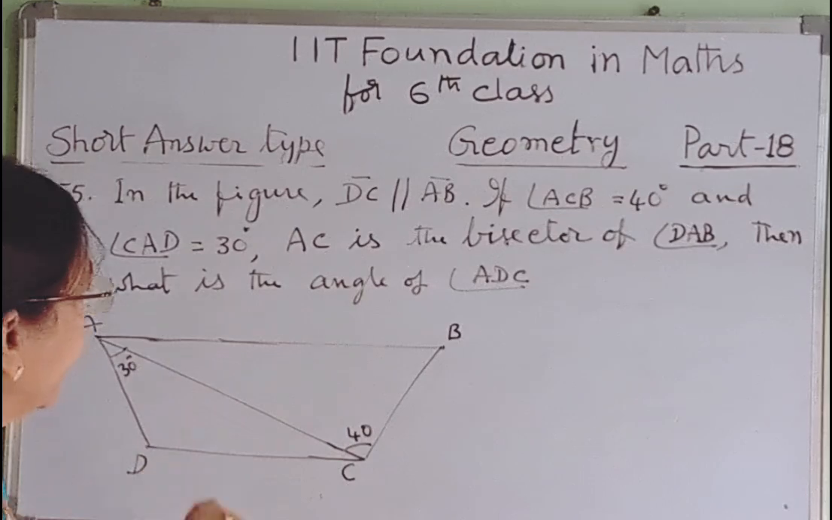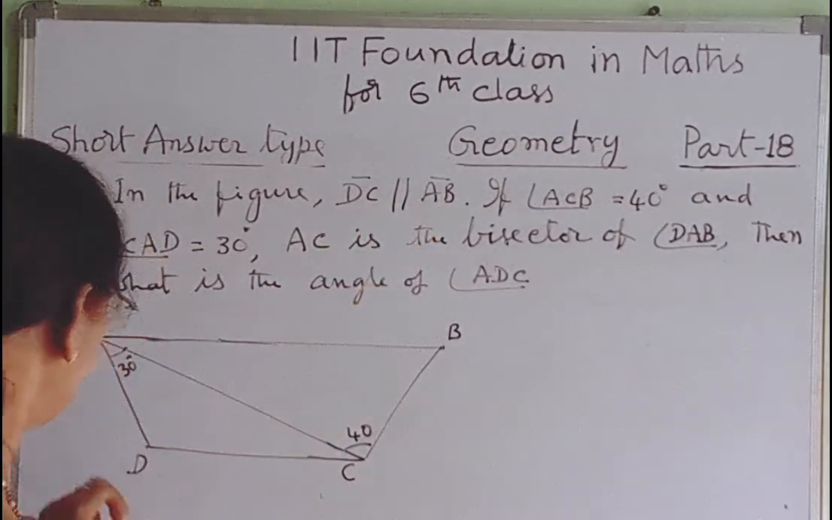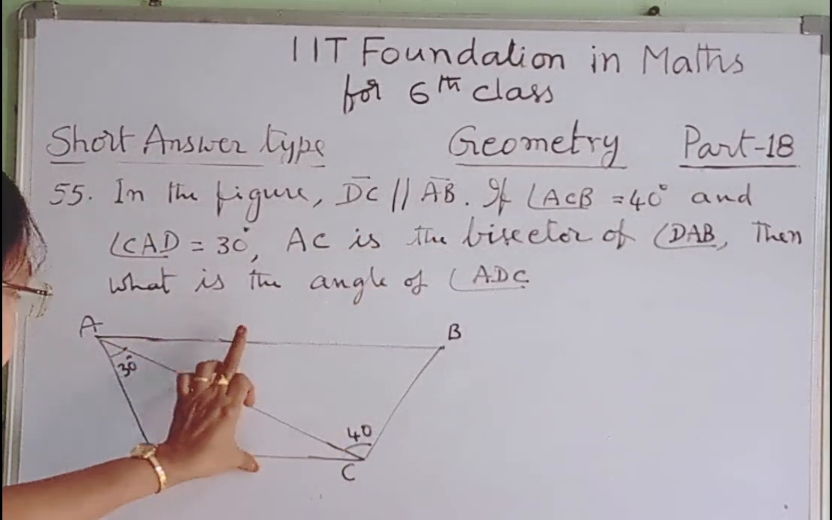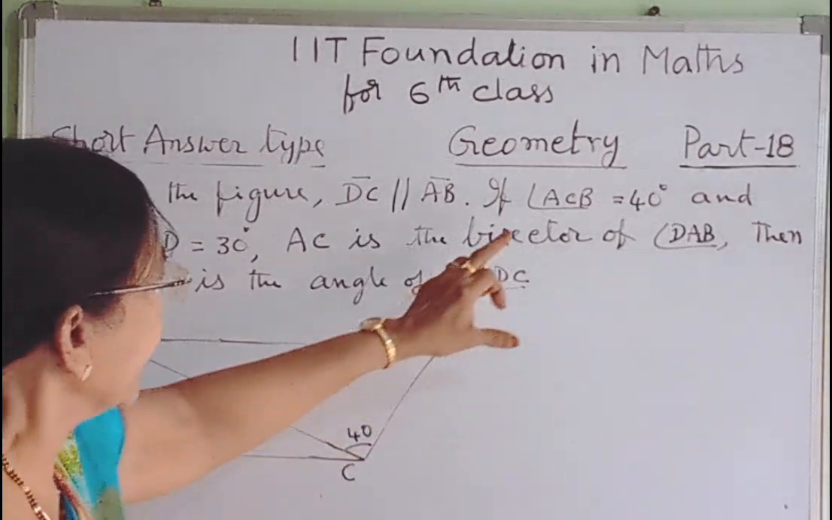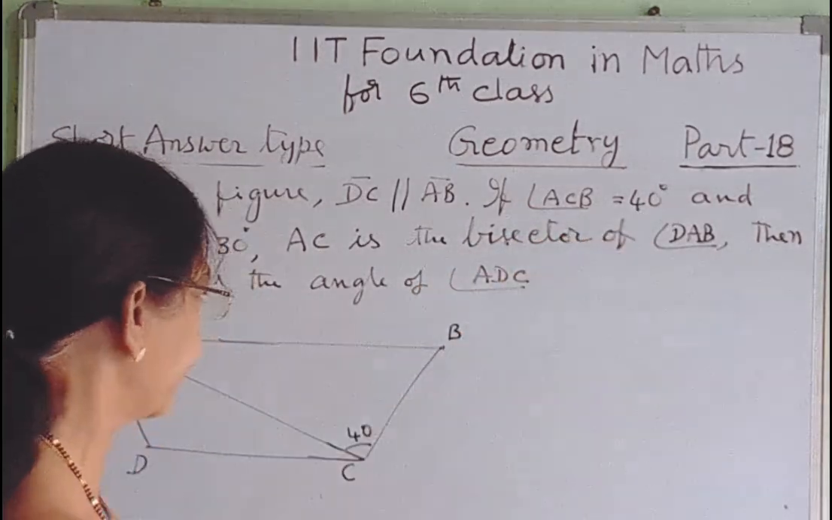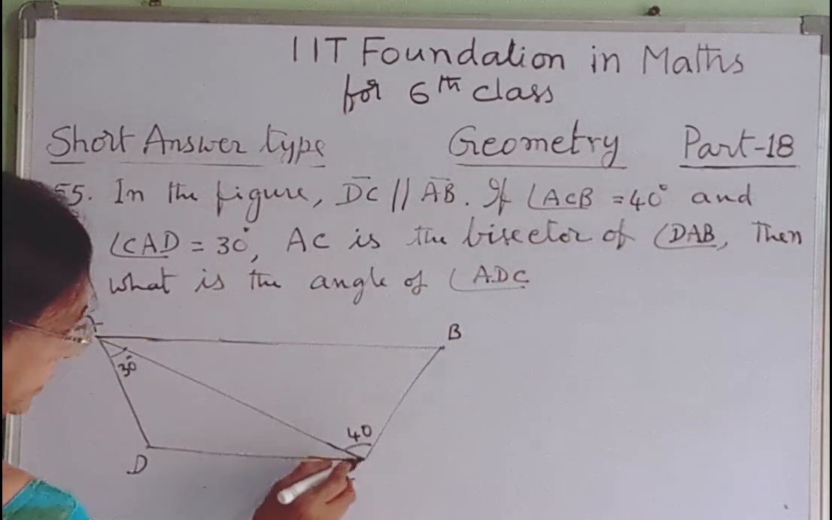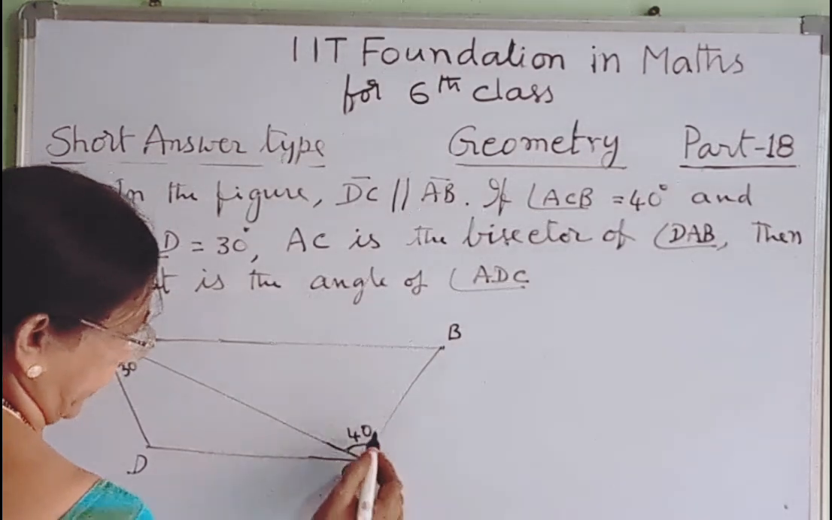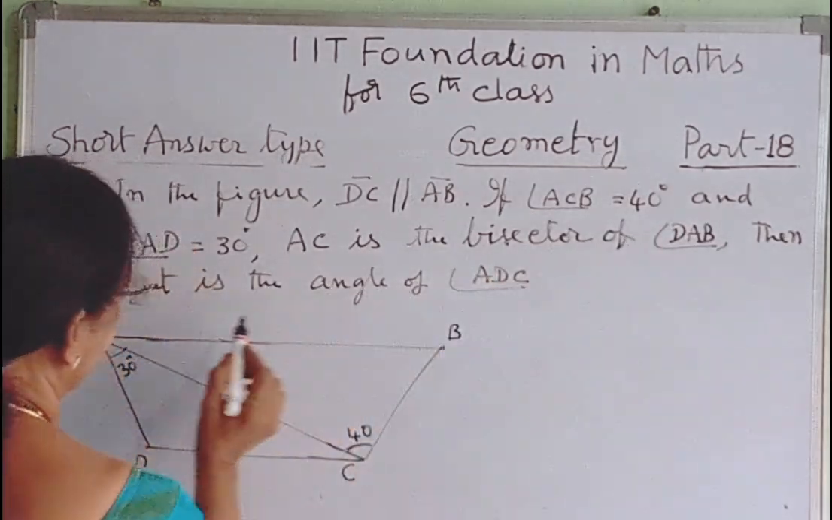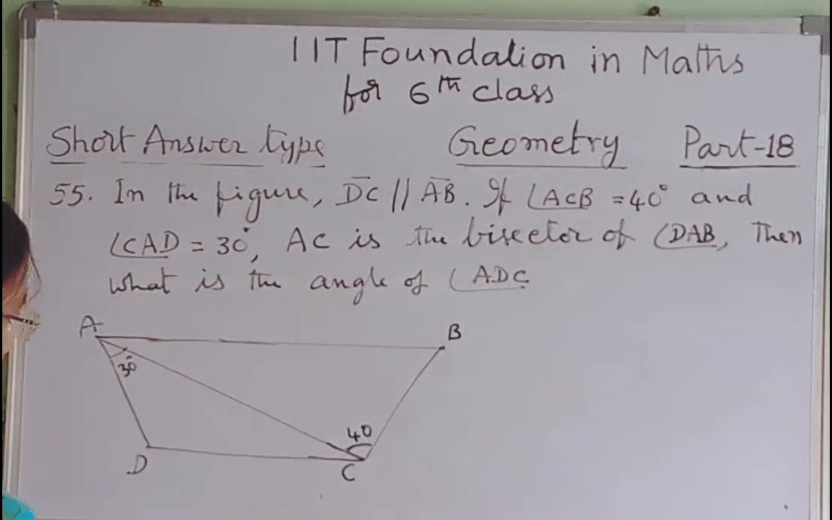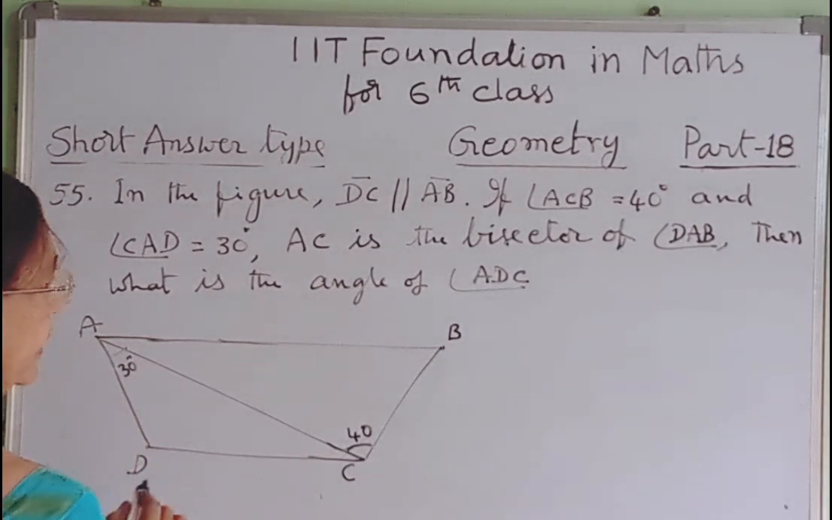Next 55. In the figure, DC is parallel to AB. DC is parallel to AB. These two are parallel to each other. If angle ACB is equal to 40 degrees, ACB, this angle is 40 degrees, and angle CAD is equal to 30 degrees, angle CAD, this angle is 30 degrees.